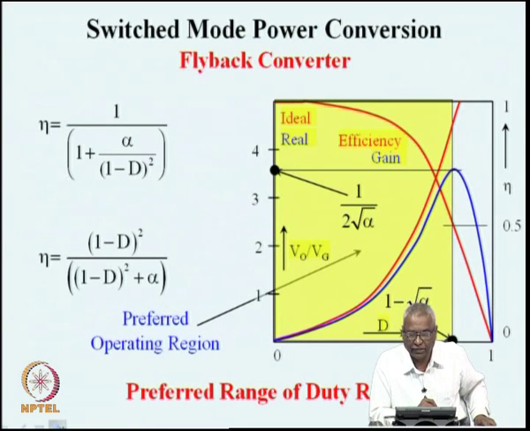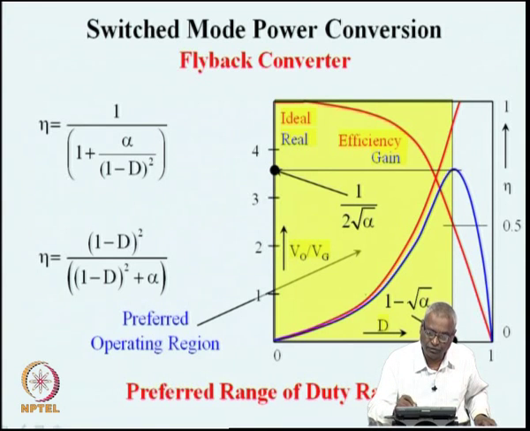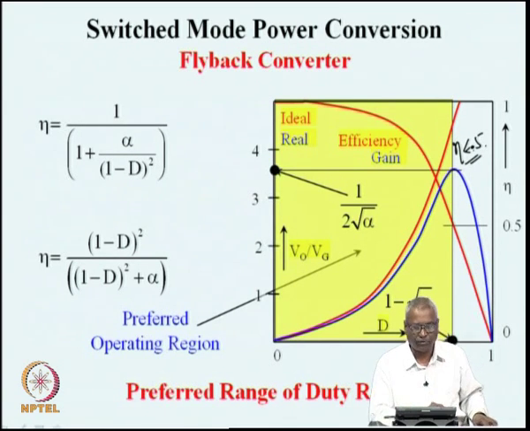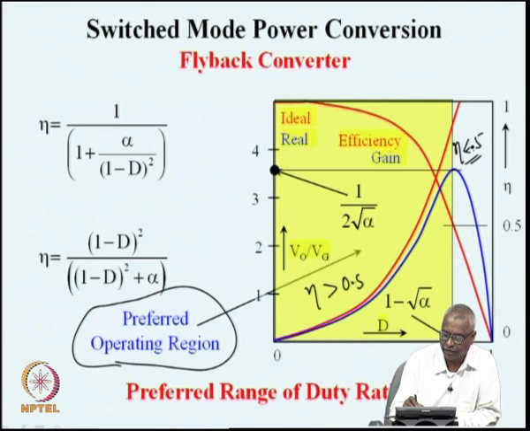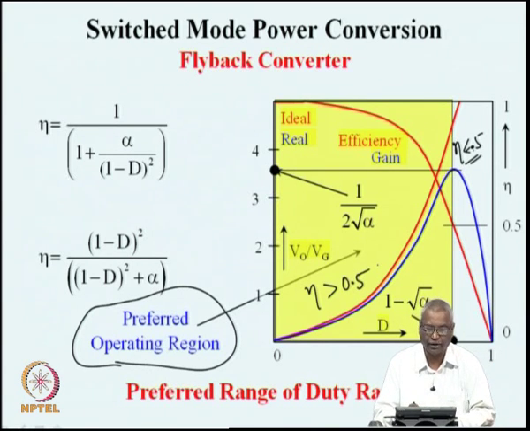What you see here in the yellow region is the region where the gain is in the increasing range, where it has not reached the maximum. So, in that region efficiency is more than 0.5, and in the next region, the efficiency is less than 0.5, and that is not our preferred region. Our preferred operating region is the region where efficiency is greater than 0.5. It is what is shown here.